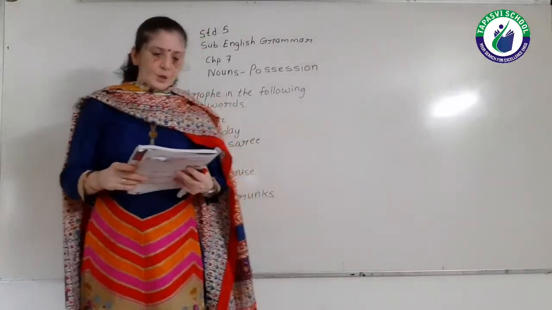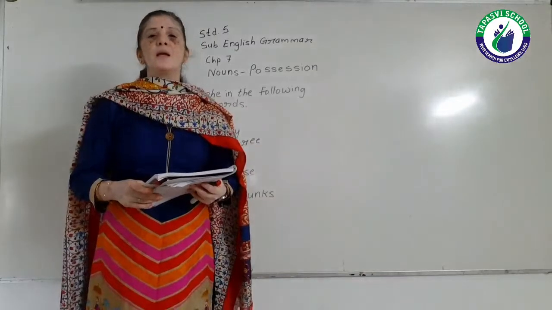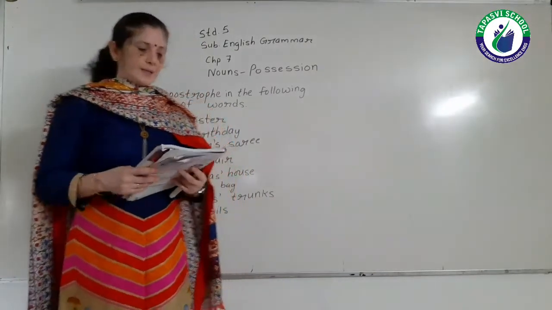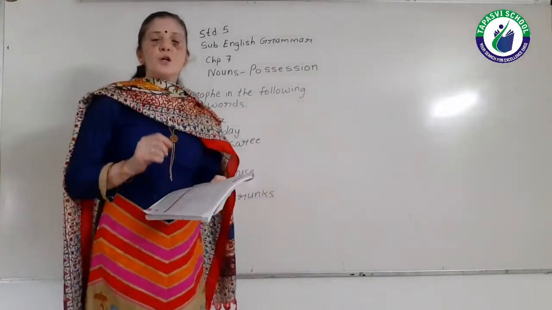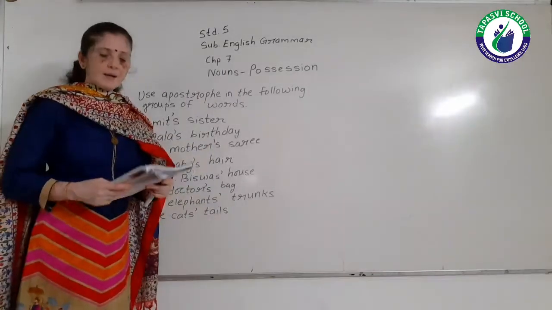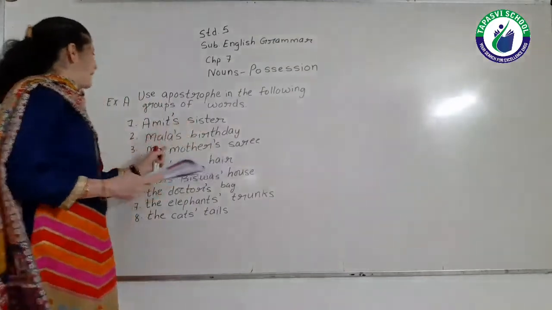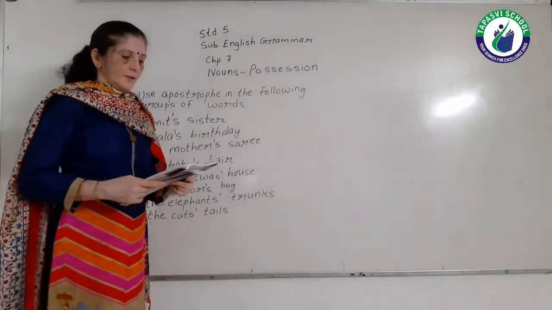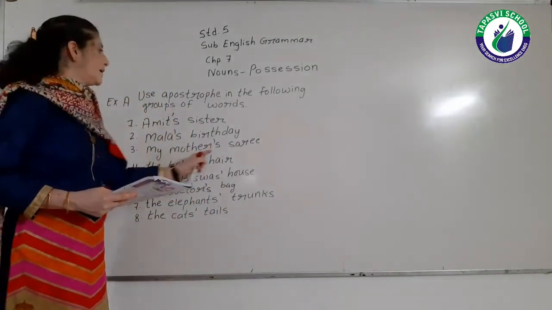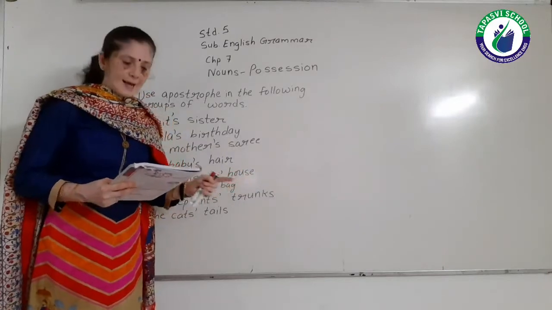Now students, let's do exercise A. Use apostrophe in the following groups of words. Here you have to write the apostrophe to show the possession. First one, the sister of Amit. Whose sister? Amit's sister, right? Second one, the birthday of Mala. Whose birthday? Mala's birthday. The sari of my mother. Whose sari? My mother's sari. Means after the word you have to write apostrophe S.